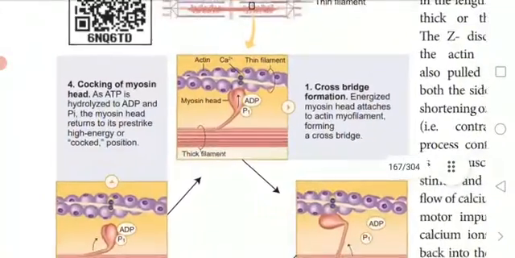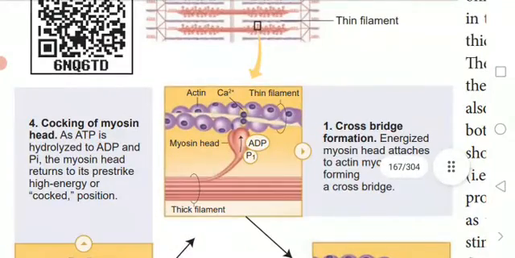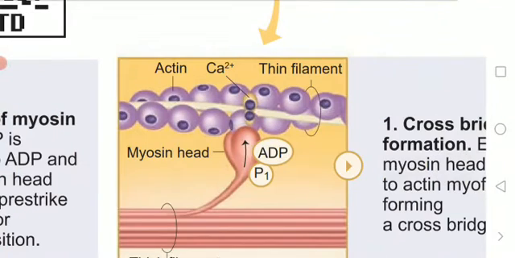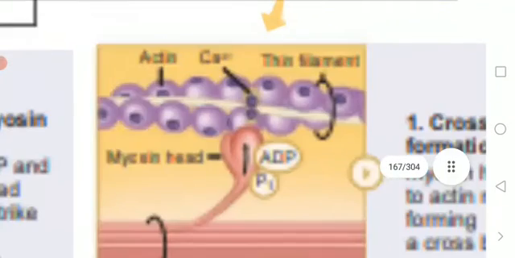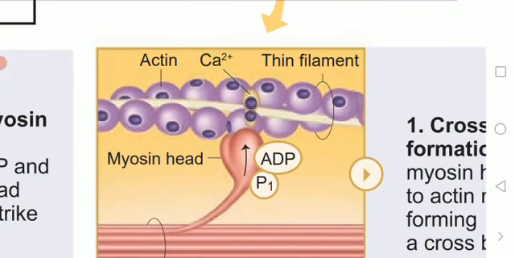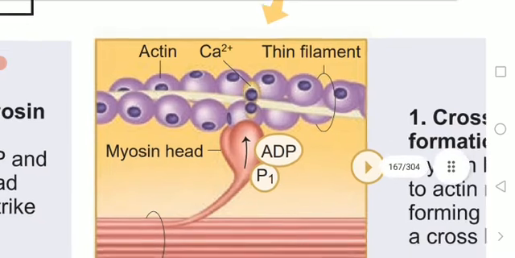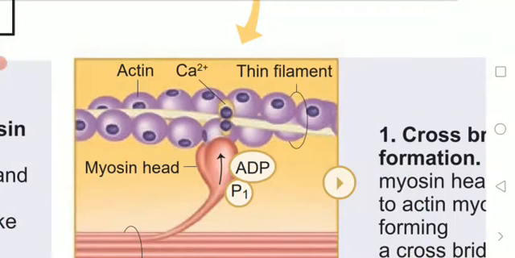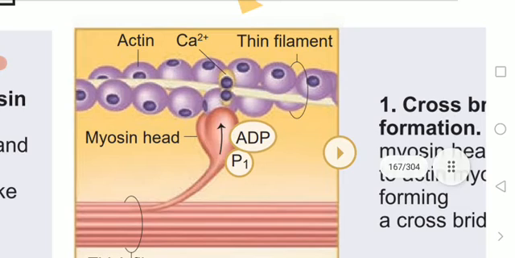Here you can find the top one, which we can say is actin, and the bottom one is myosin. When our muscles need energy, the myosin head makes contact with the actin. During that time, energy is released from the ATP molecules, and because of that the muscles undergo contraction.